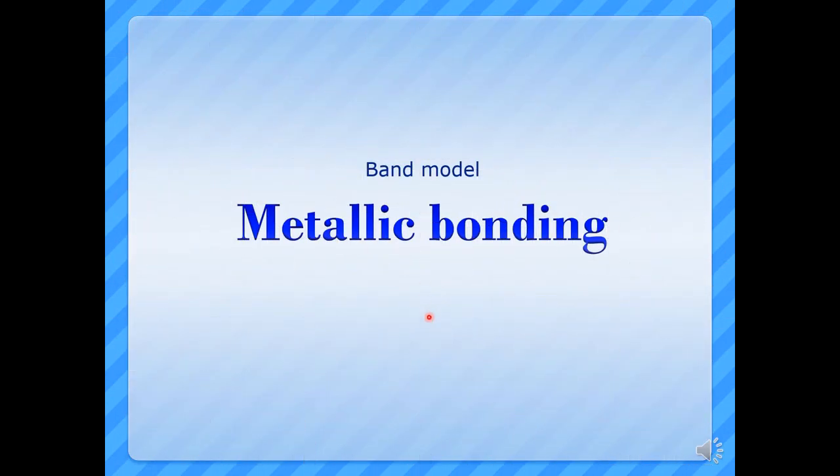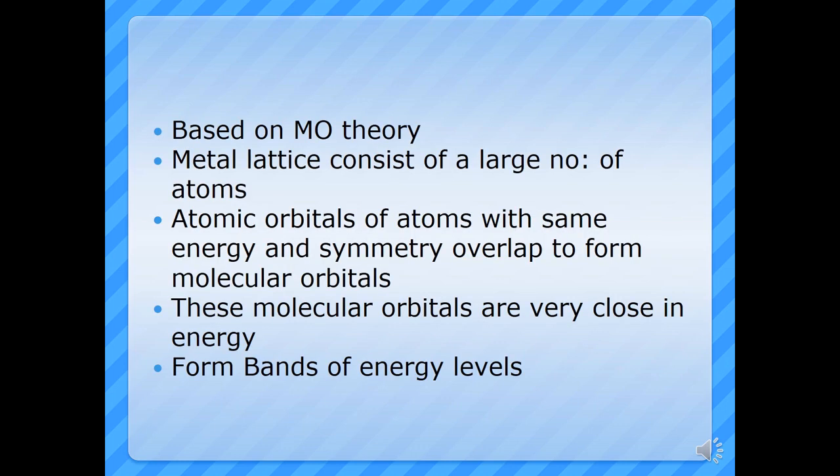Now let's see the third theory which explains metallic bonding, that is the band model, which is based on the molecular orbital approach. We know that each metal lattice consists of a large number of atoms, and each of these metal atoms will have a number of atomic orbitals also. The atomic orbitals of the metal atoms with the same energy and same symmetry will overlap to form molecular orbitals.